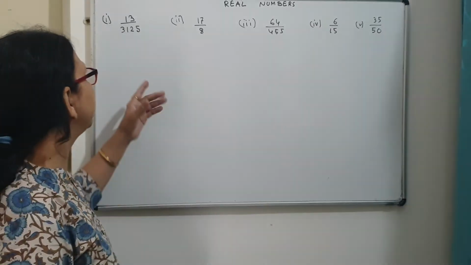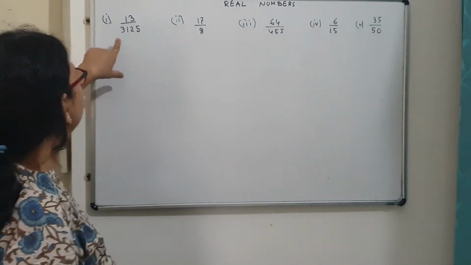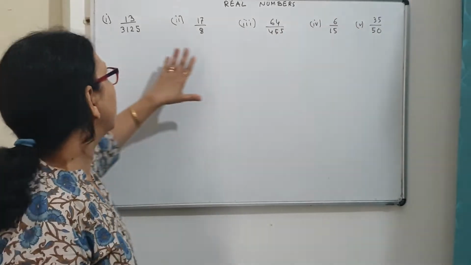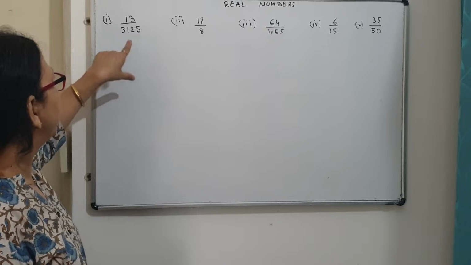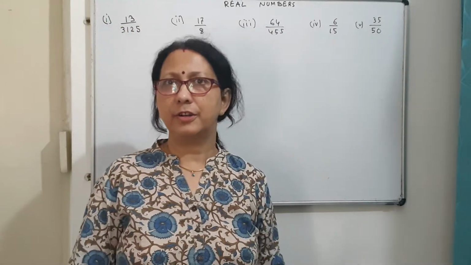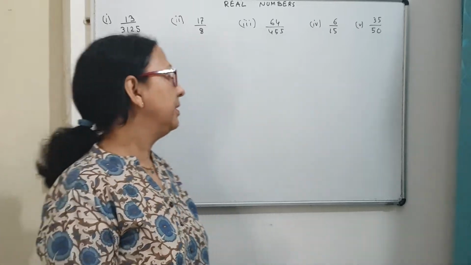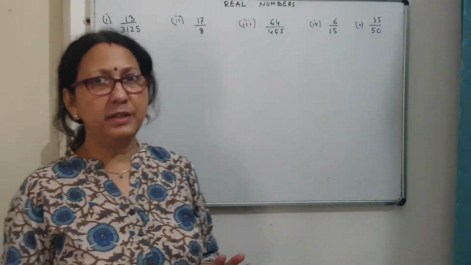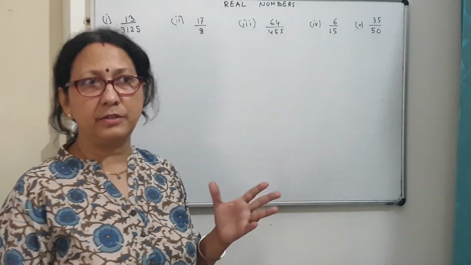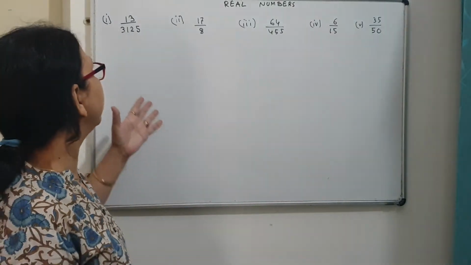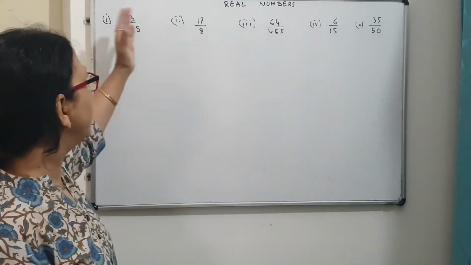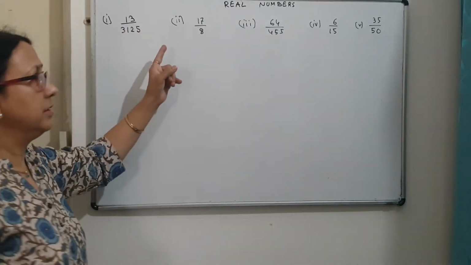So here are some applications of the theorems. Now I have taken some rational numbers. Here I have to check whether their decimal expansion is terminating or non-terminating but repeating. And if repeating, we have to find their decimal. If terminating, then you have to find their decimal expansion. And all this you have to do without doing the long division.